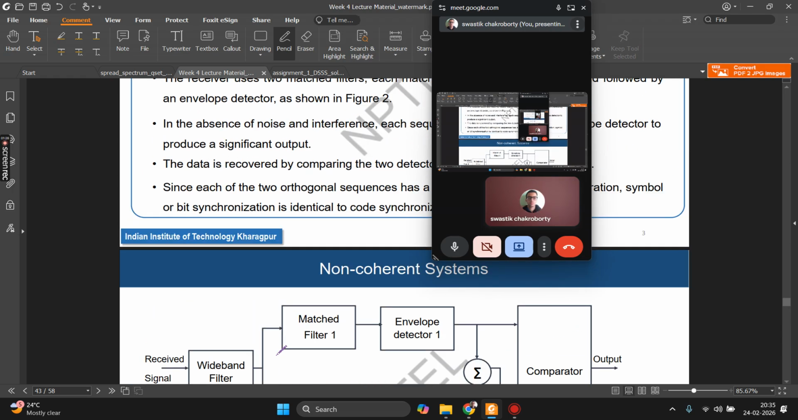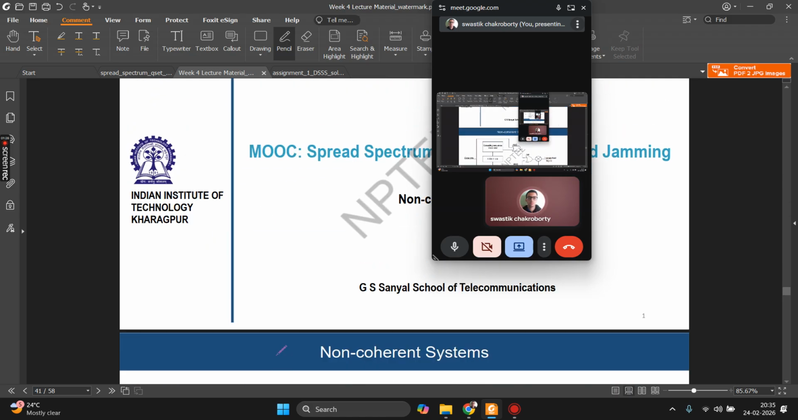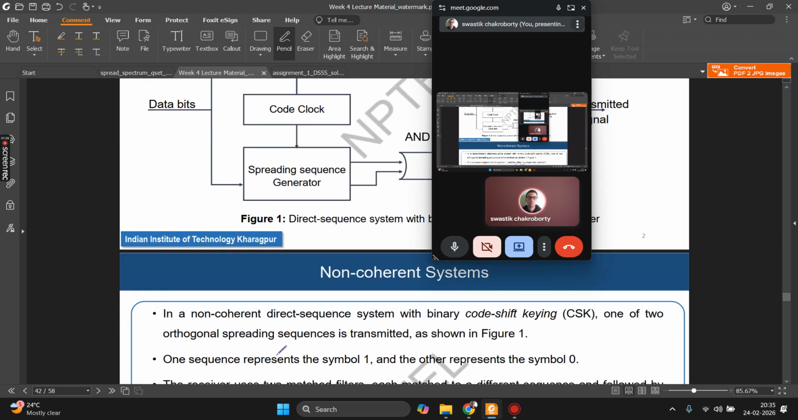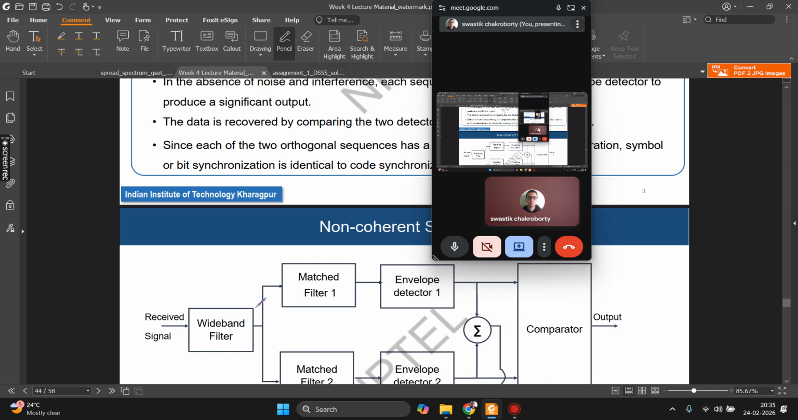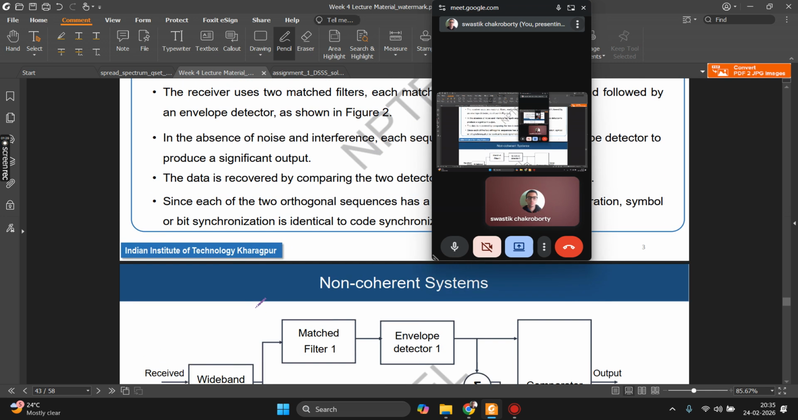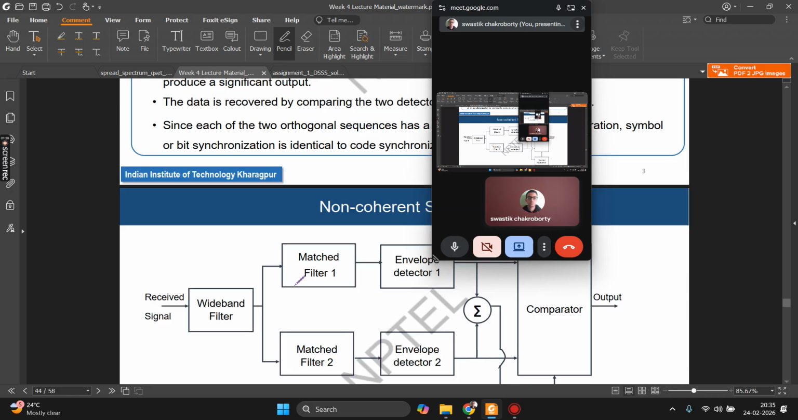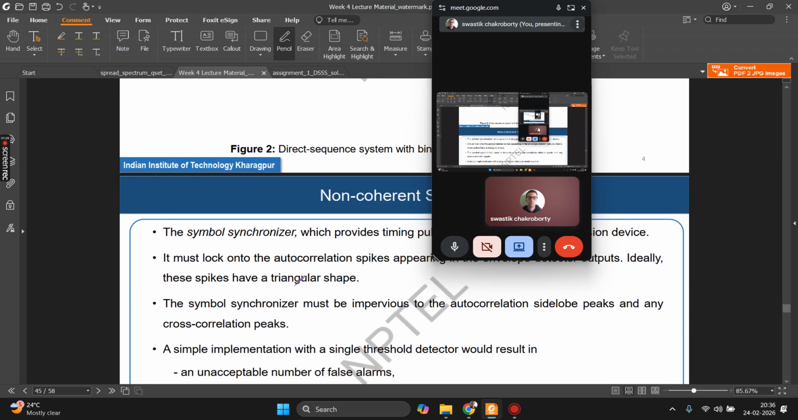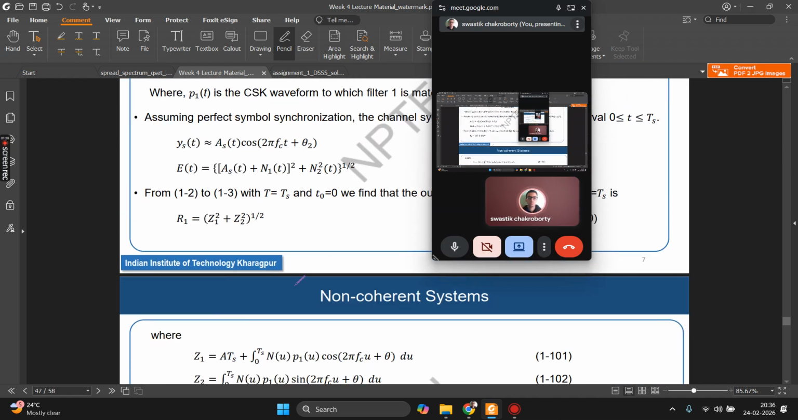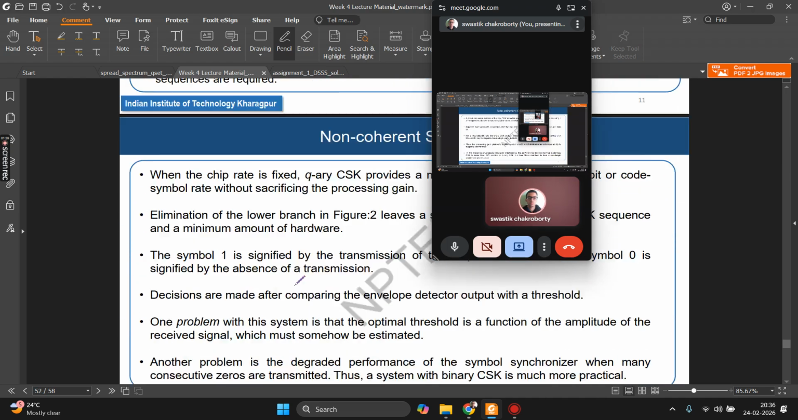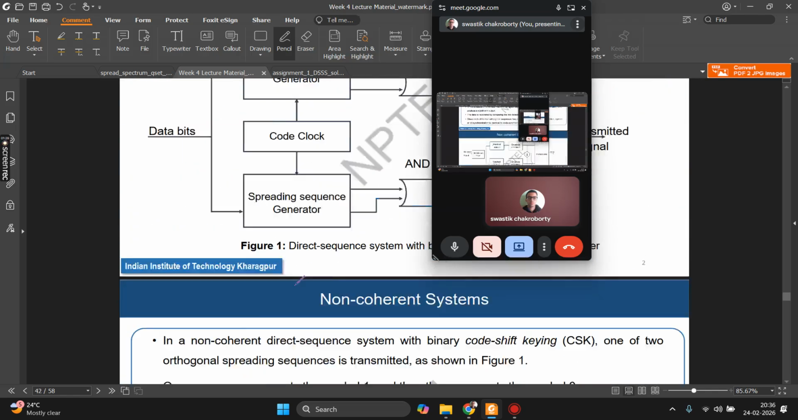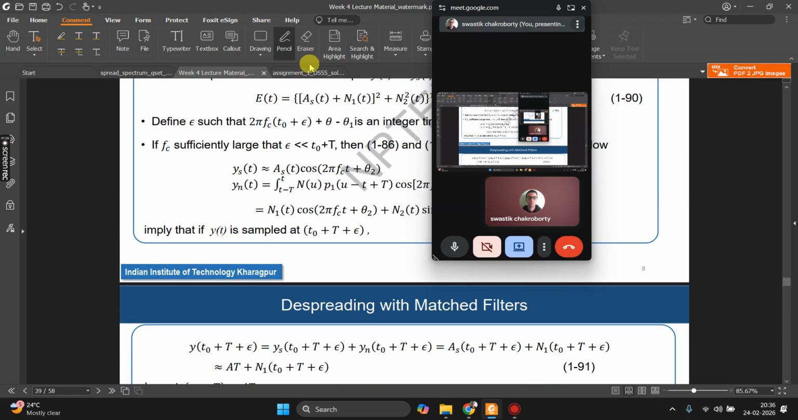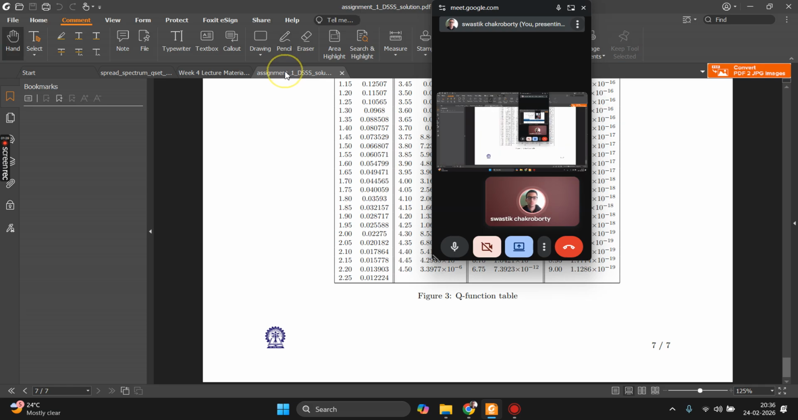And the non-coherent system. So the next topic is non-coherent system. So you can see the non-coherent system, the wideband filter, this filter, but we will not go into the details of non-coherent system here. And yeah, I think that will be all for today's class.